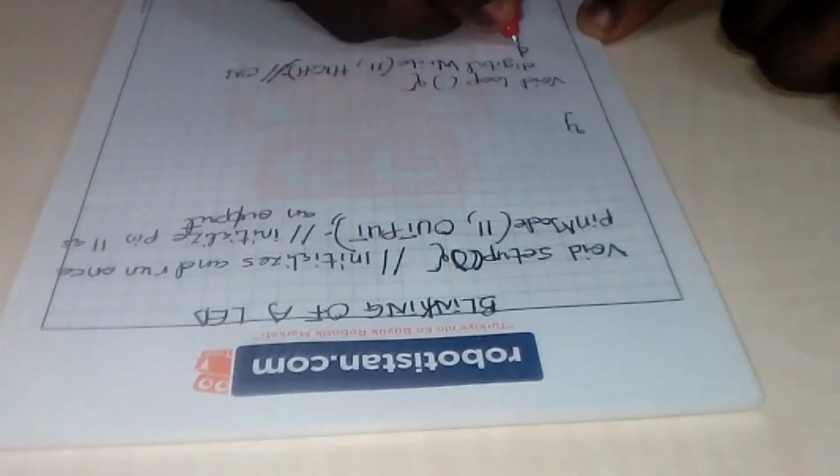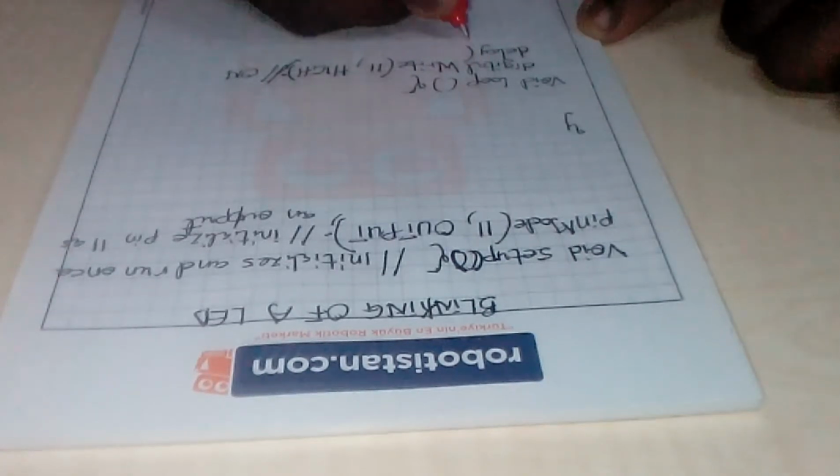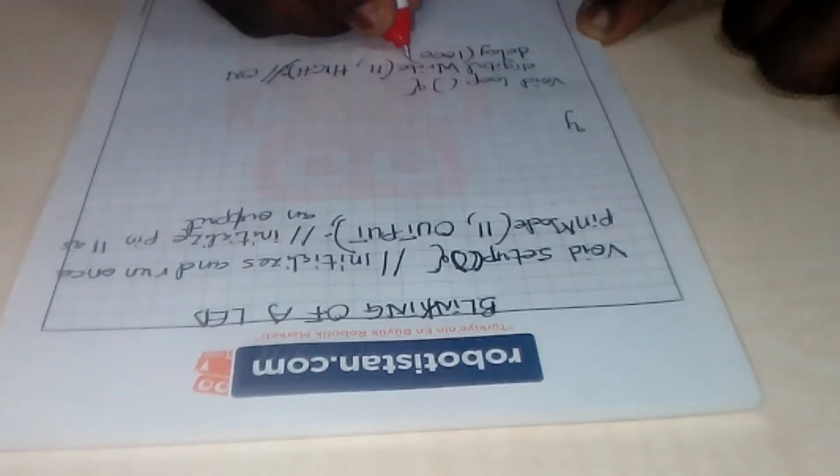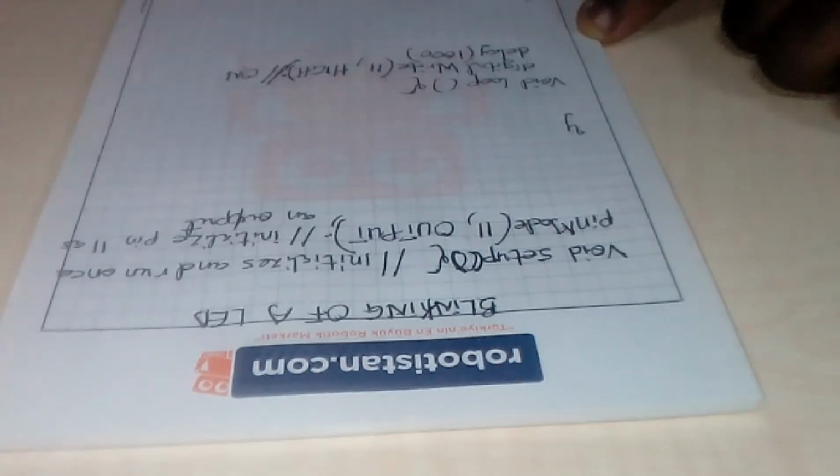Now we write a delay, and open our bracket. If we write 1000, that means 1 second. We have what we call the millis. Now 1000 is equal to 1 second in our Arduino. Now when we write 1000, it actually means it blinks per second. In a second it is on, then it goes off.